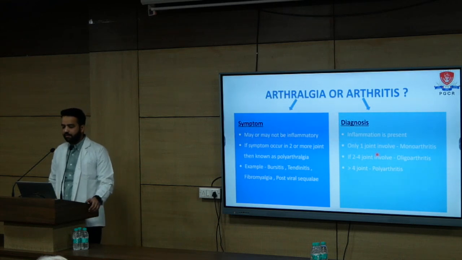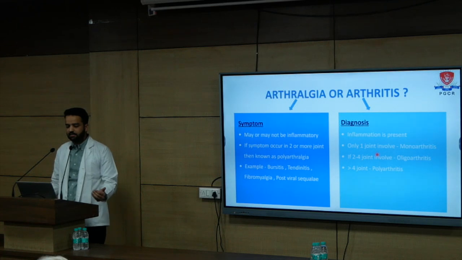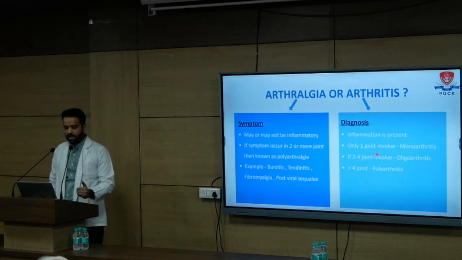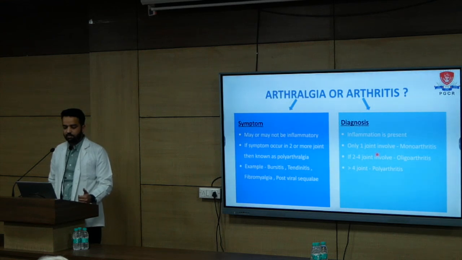Before going into detail of arthritis, we should know the basic difference between arthralgia and arthritis. So arthralgia is a symptom and arthritis is a diagnosis. Arthralgia may or may not be inflammatory. If the symptoms occur in 2 or more joints, then it is known as polyarthralgia. Examples are bursitis, tendinitis, fibromyalgia, and post-viral sequelae.